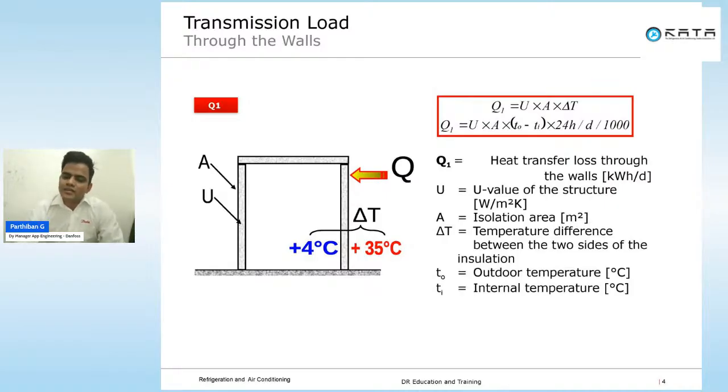Then second, the delta T calculation is also very easy. So we need two temperatures. One is the outside ambient temperature, and second is the temperature we are going to maintain inside the cold storage. So these two are already available.